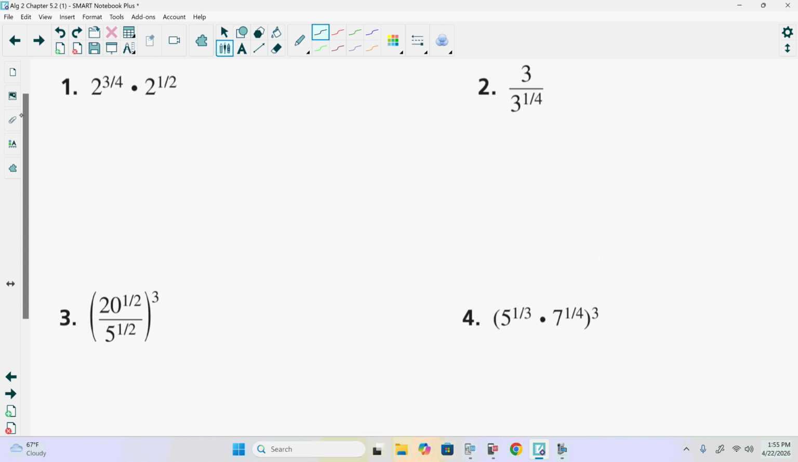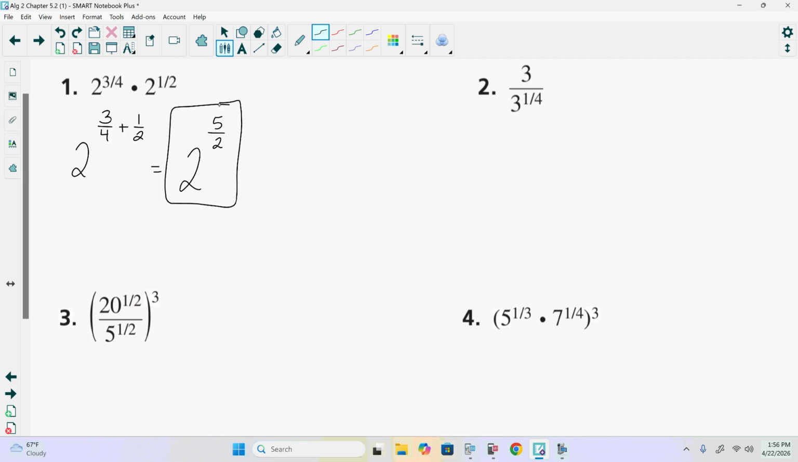2 to the 3/4 times 2 to the 1/2. When we multiply like bases, we add the exponents. So we have 2 to the 3/4 plus 1/2. This one we just need to add 3/4 and 1/2. I believe we should get 2 to the 5/4. Because 1/2 is the equivalent of 2/4. So 3/4 plus 2/4, 3 plus 2 is 5. Questions on number 1?